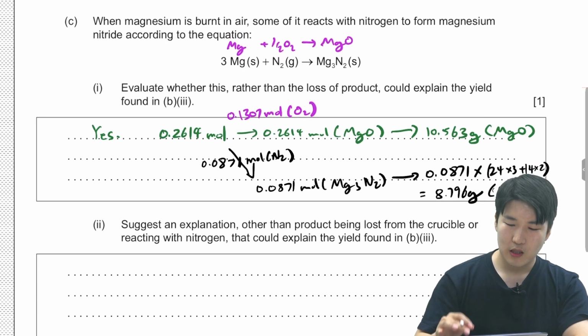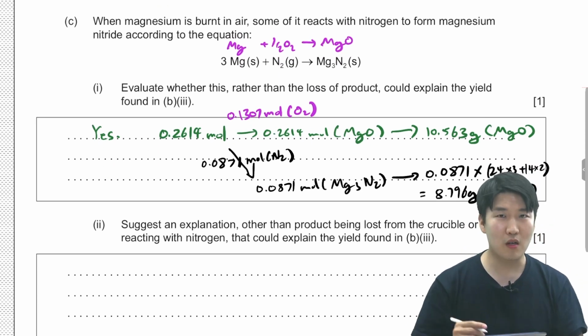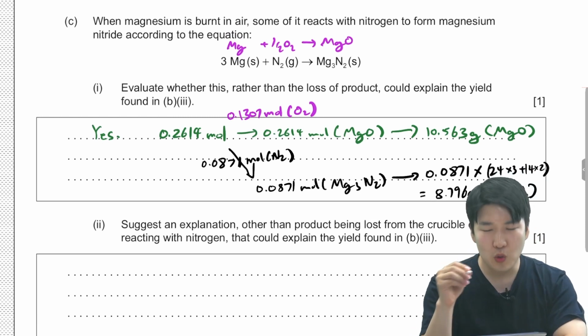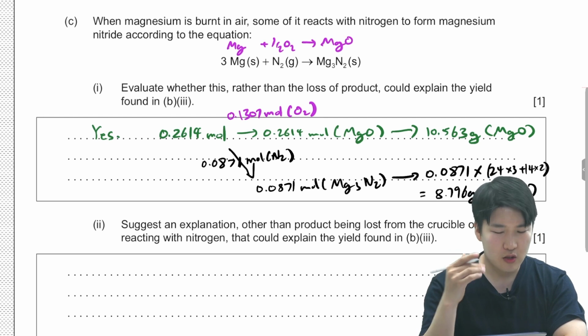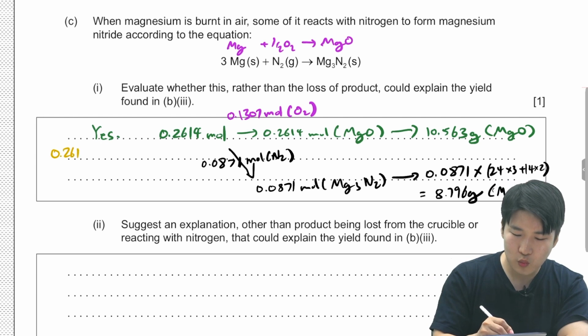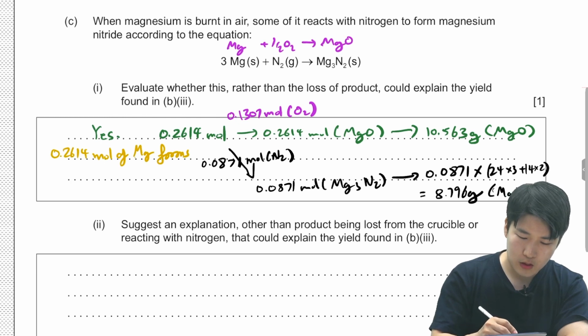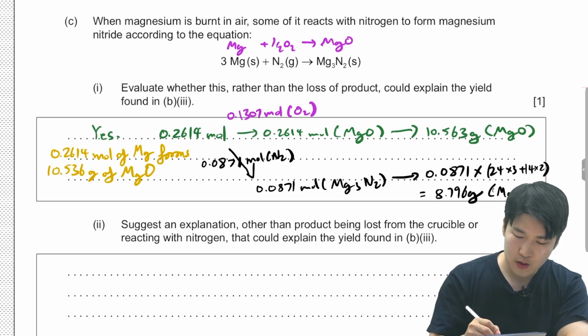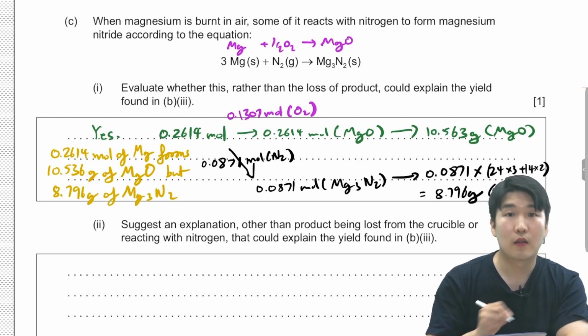So just to nicely summarize this 1 mark question, it's a small number of marks, but quite a difficult concept. What we need to say is 0.2614 mole of magnesium forms 10.536 grams of magnesium oxide, but only 8.796 grams of magnesium nitride.